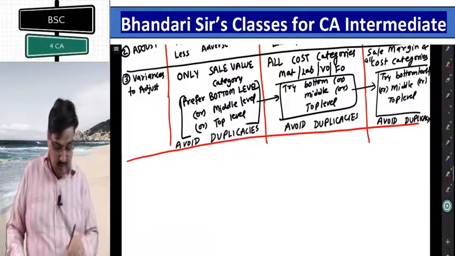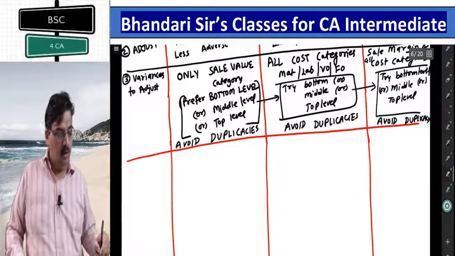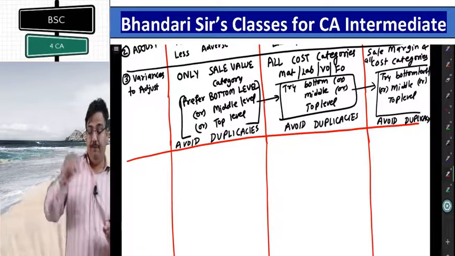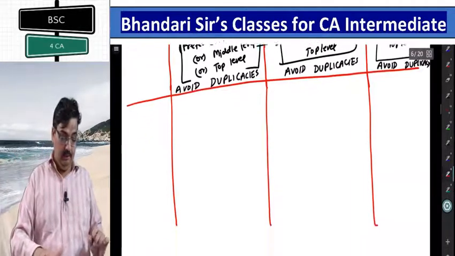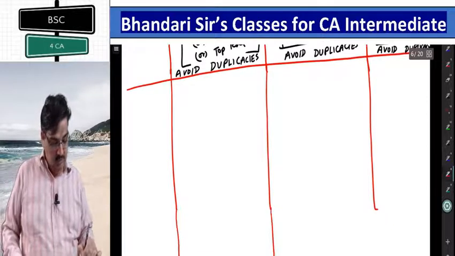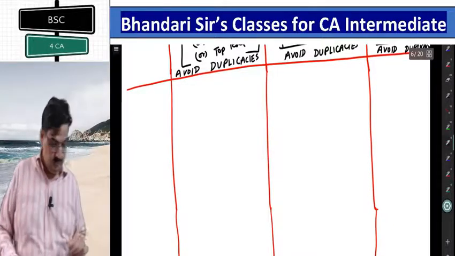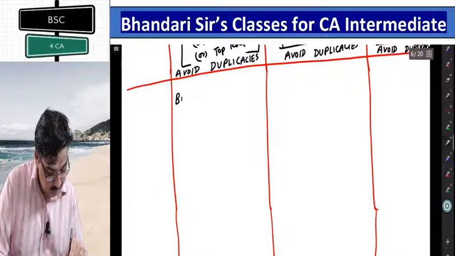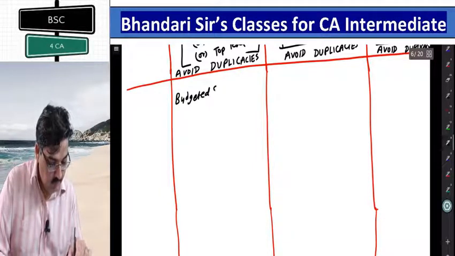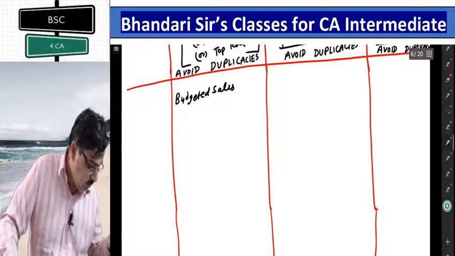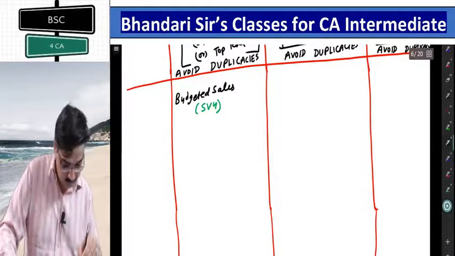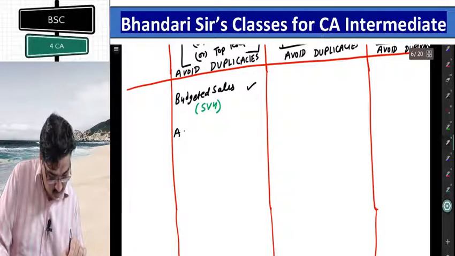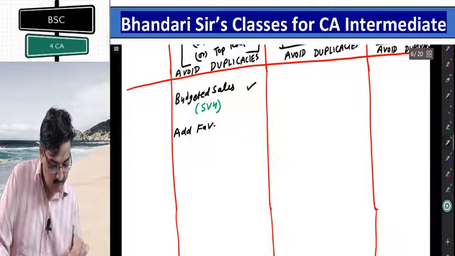Now what I am making here, I am making a format in all categories, but rectification will not help. If you can recall the first 3 points, reconciliation can be easily made. So if I have to make sale reconciliation, what I do, I start with budgeted sales. What is budgeted sale? SV4. Add favorable, less adverse.